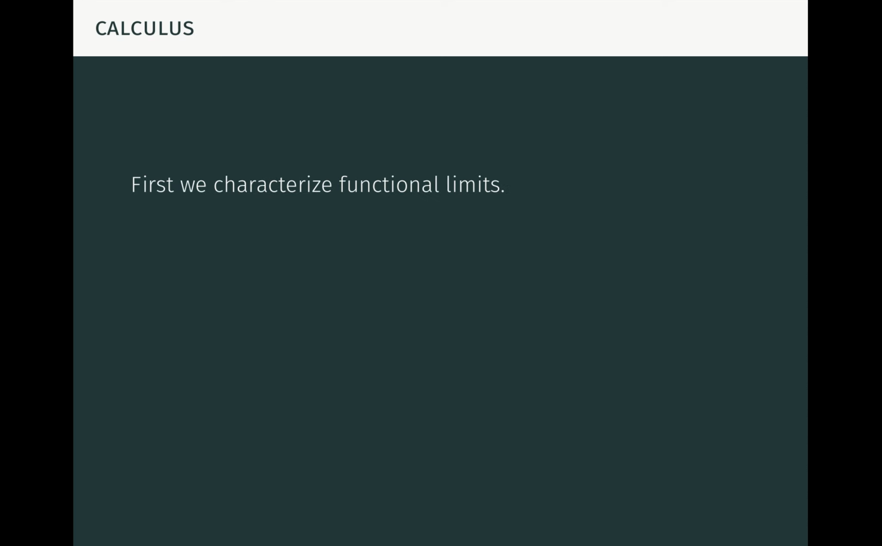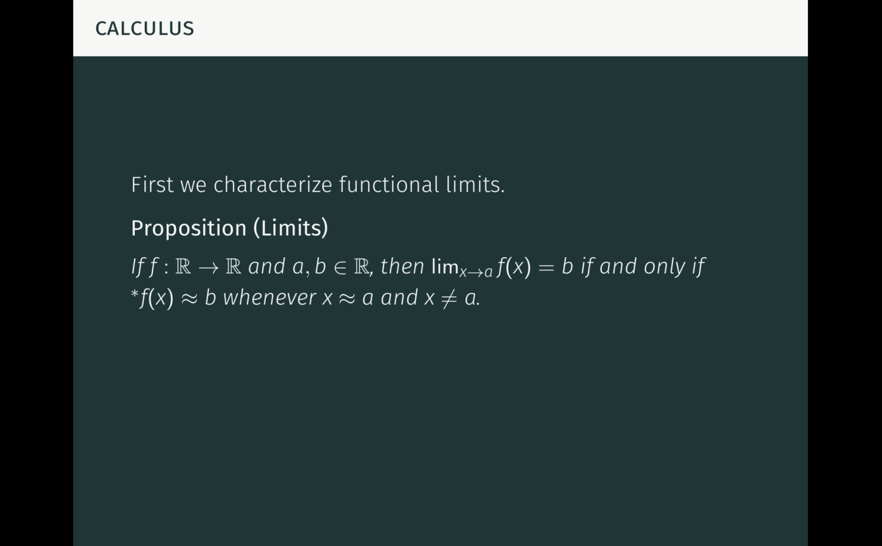First, we characterize functional limits. If f is a function on R and a and b are two real numbers, then the limit as x approaches a of f of x is equal to b if and only if star f of x is infinitesimally close to b whenever x is infinitesimally close to a but not equal to a.